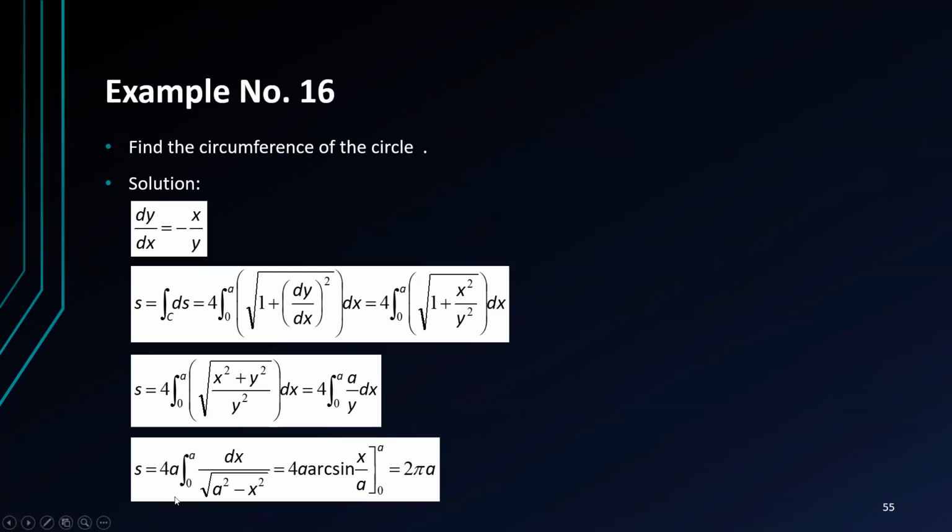So, magiging s equal to 4a times integral of, since y ito, ang equation naman niya is square root of a squared minus x squared. So, integrate mo na to. This will become 4a times arc sine of x over a, from 0 to a. Substitute mo yung a. Ang arc sine of 0 is 0. So, arc sine of a over a or 1 is equal to pi over 2. So, pi over 2 times 4a is equal to 2 pi a.